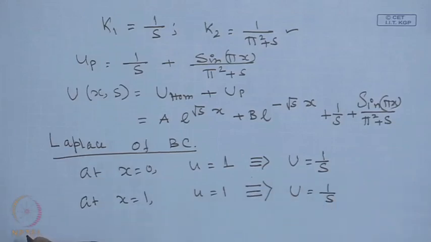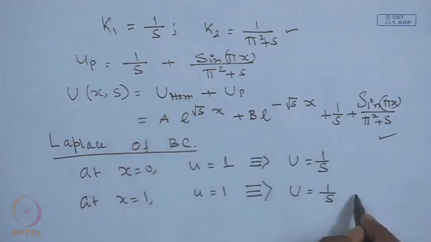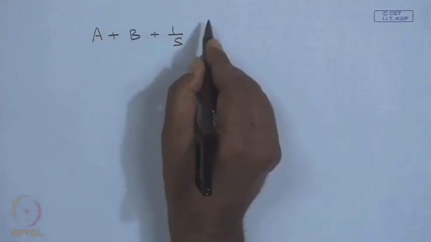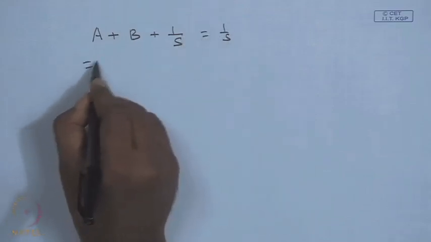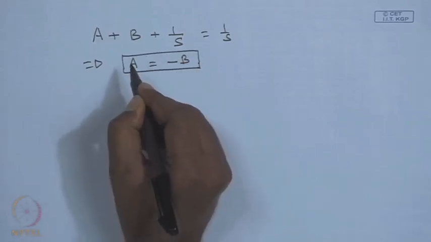Now, we can use this boundary condition. We can put x is equal to 0 there and see how the coefficients a and b vary. Put x is equal to 0, you will be getting this. Put x is equal to 1 in this equation, you will be getting this. If we do that, then we will be getting a plus b plus 1 upon s. At x equal to 0, sin pi x is 0, so you will be getting 1 upon s. So, from this you will be getting a is equal to minus b. That will be one condition.